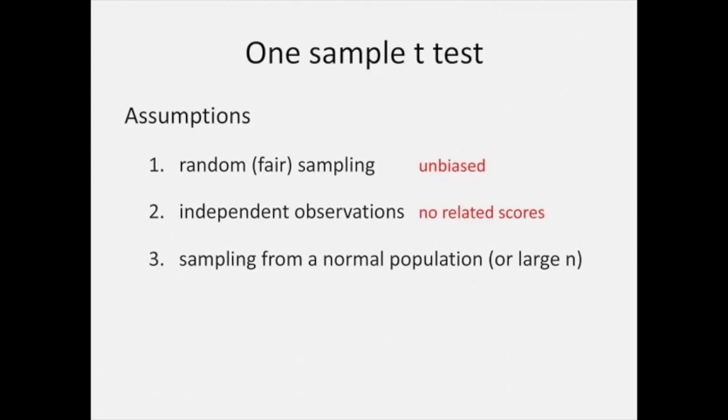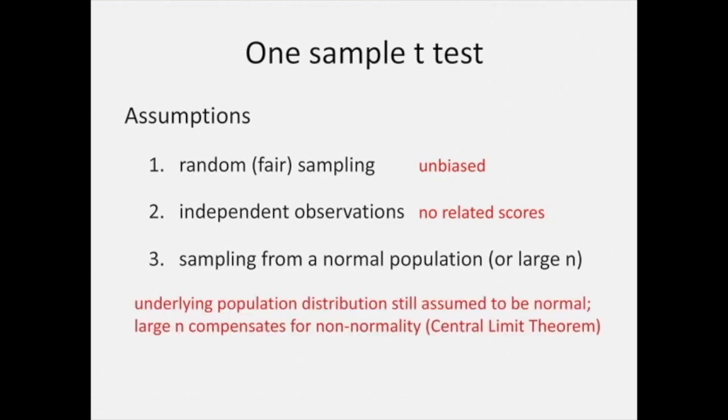The second assumption is independent observations. One athlete's heart rate should be unrelated to another's. This means, for example, that we do not have repeated measures for any of the athletes. The final assumption is that the underlying population distribution is normal. The central limit theorem tells us that if our sample is large enough, 30 or more, our sampling distribution of the mean will also be normal. The next video presents an example of the one-sample t-test.